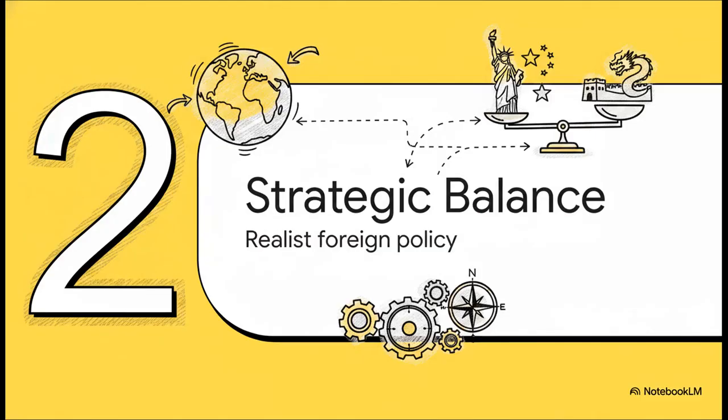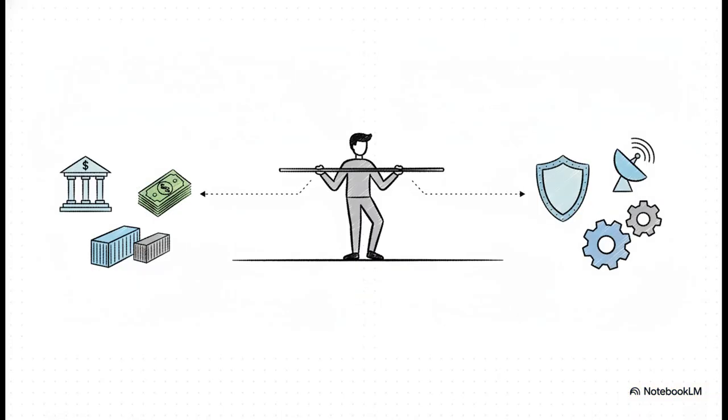Moving right along to Section 2, Strategic Balance, U.S. versus China. This is really the realist framework of Pakistan's foreign policy. Talk about a tightrope walk. This illustrates the dynamic perfectly. Historically, through alliances like SEATO and CENTO, and honestly even today, Pakistan relies super heavily on the U.S.-led order for its macroeconomic survival. We're talking about vital export markets and access to international financial institutions.